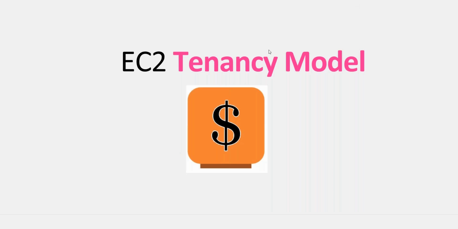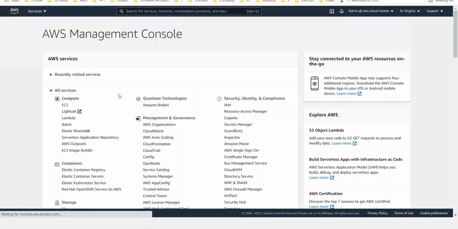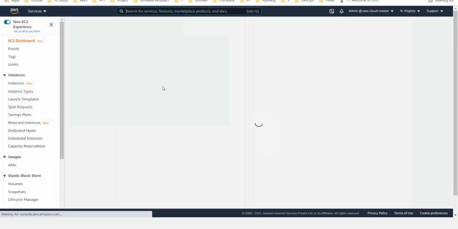Yeah, so today we are going to start with the tenancy model. In EC2, there is a concept called the tenancy model. So let's go to this console and try to understand what exactly that is.